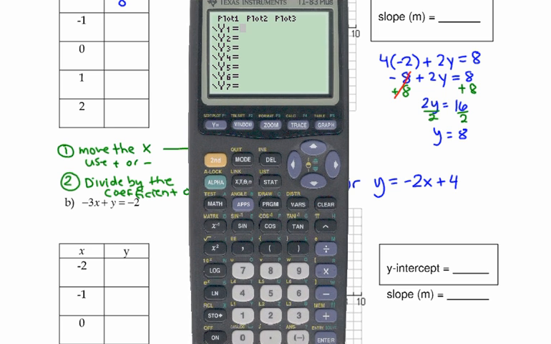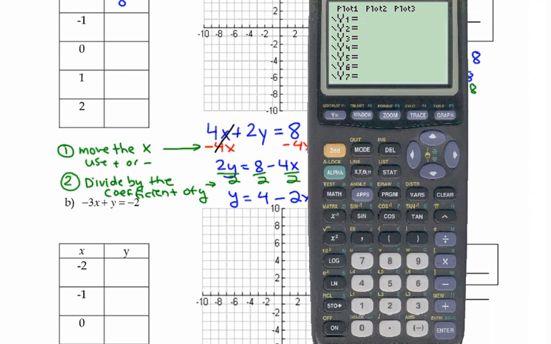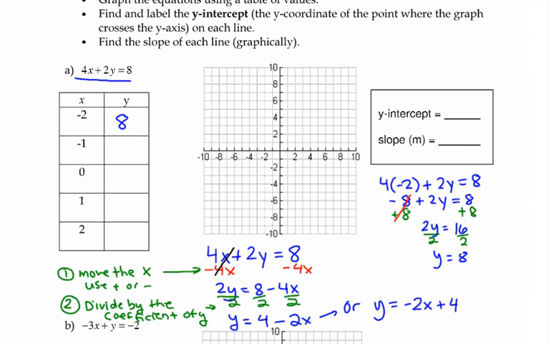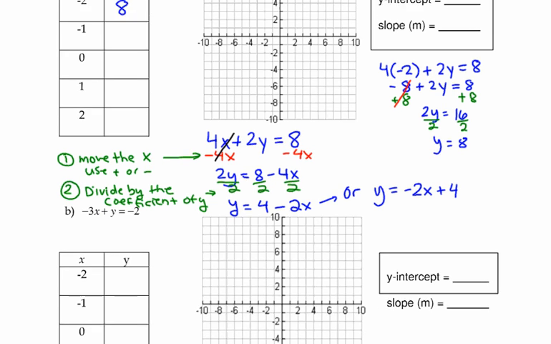So with our graphing calculator, we have our equation y equals -2x plus 4. I'm just going to scroll up. So this became y equals negative 2x plus 4. Did everyone get that down, the equation?